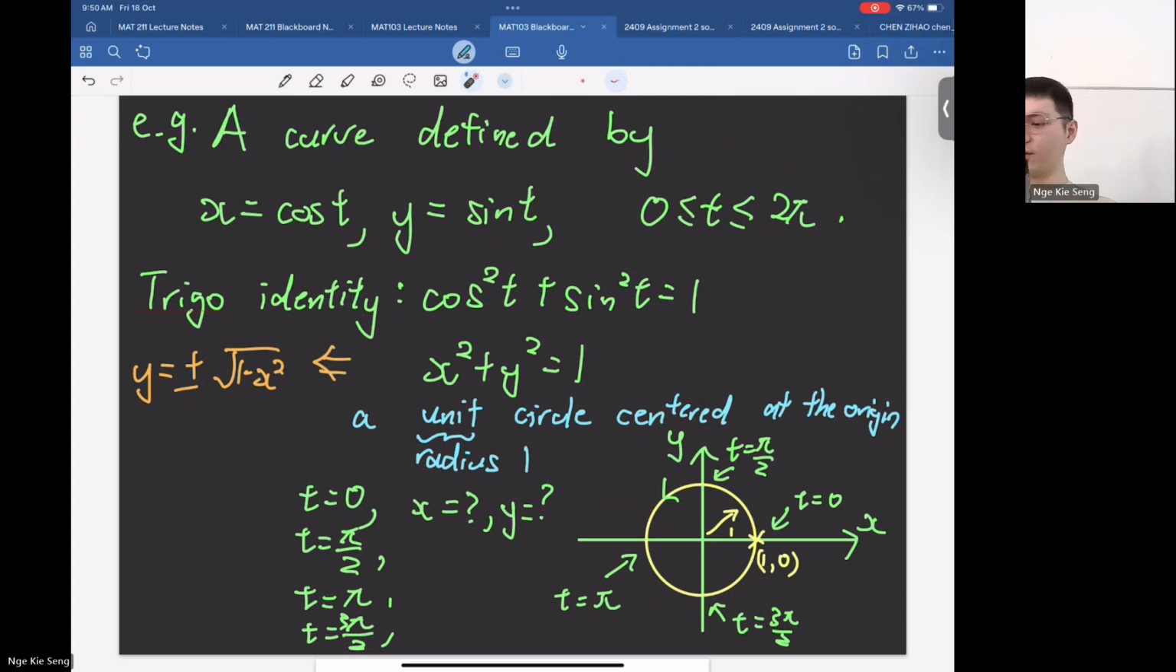So let's say, for example, I reduce it to pi. What happened to my circle? If I reduce to pi, let's say I reduce to pi here, what happened to my circle? My circle only goes from t equals 0 to pi, half of it. Does it make sense?